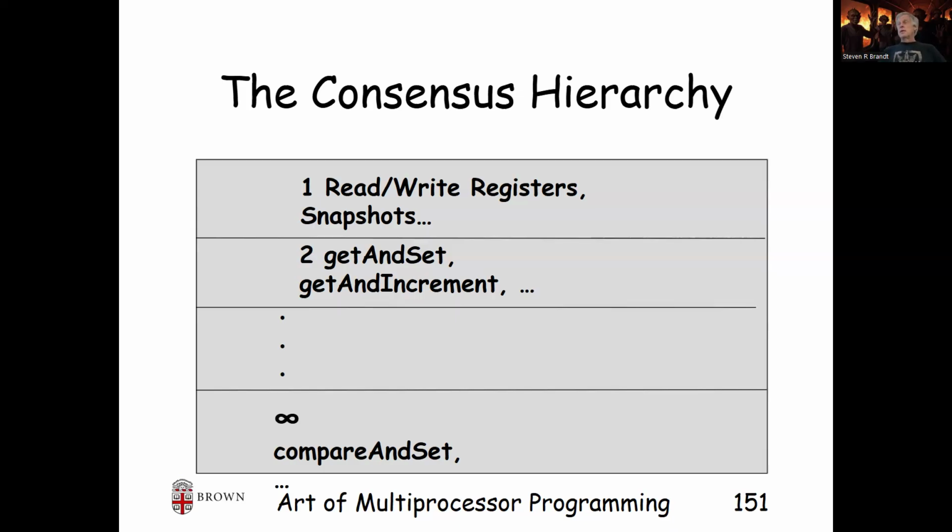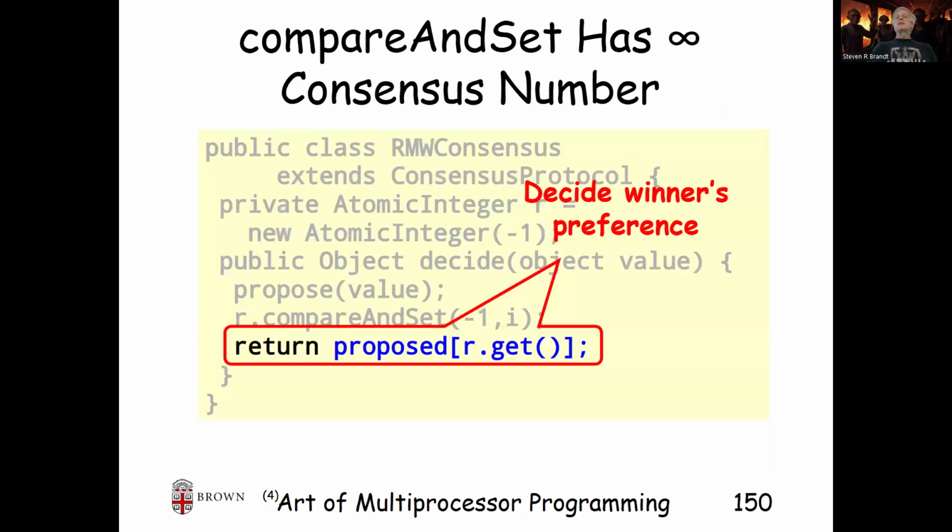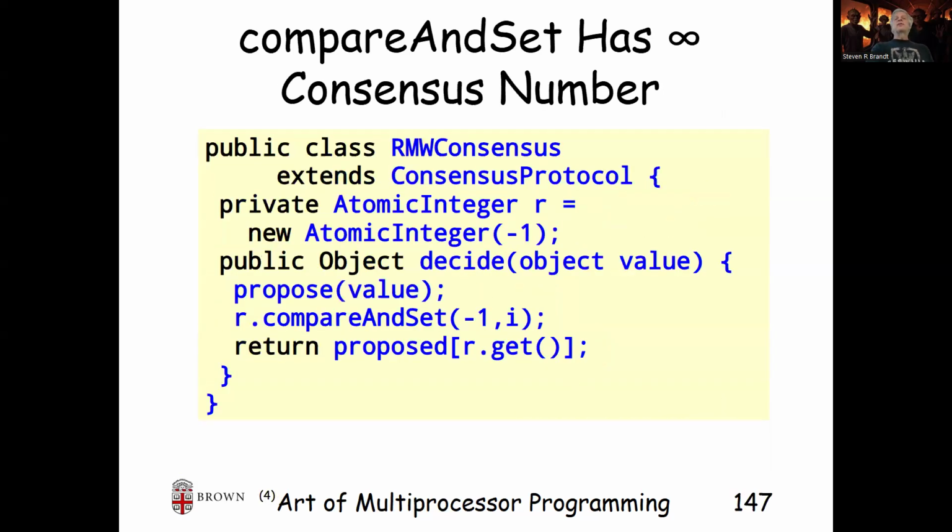So we'll only use compare and set if we're trying to decide something. There's a lot of different ways and a lot of different algorithms to use compare and set. This is why it's infinity. We're saying we've got this example program as proof that it's got infinite consensus, or at least as big as an integer, right?